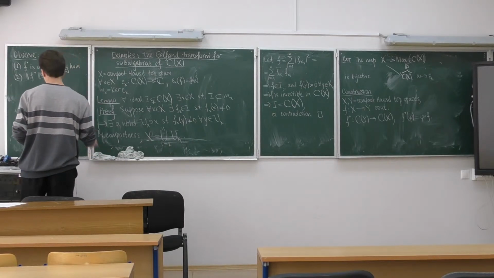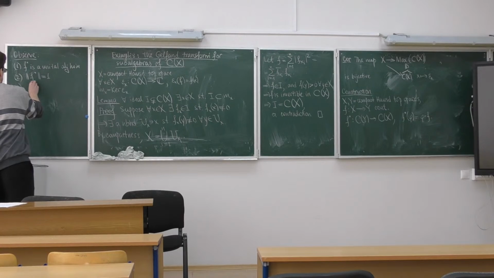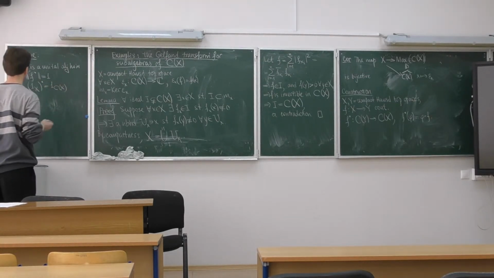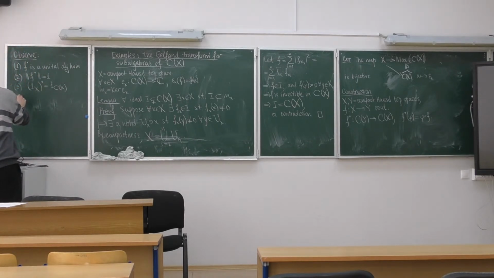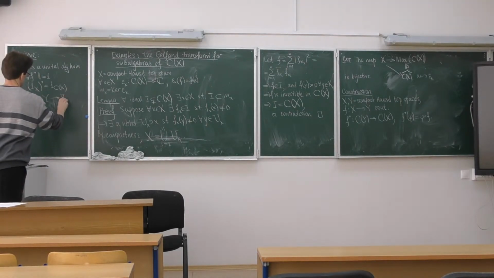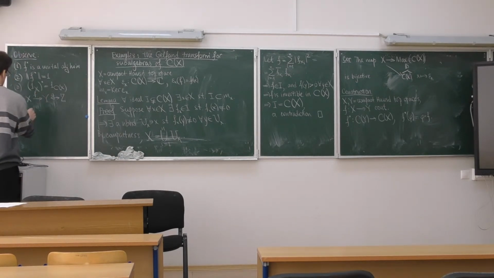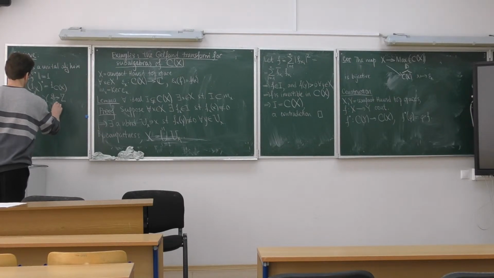Property 3 is absolutely trivial. If we take the identity map of X, then the induced homomorphism is just the identity map of C of X. And finally, property 4: if we have two continuous maps, F from X to Y, and G from Y to Z, then we can consider the composition, and the induced homomorphism, (GF) dot, is equal to F dot G dot, just by construction.